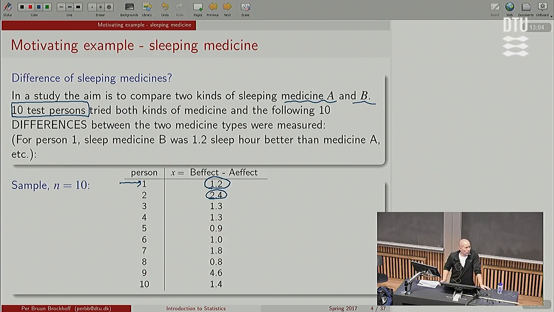What is your gut feeling about the conclusion, about what is actually to learn from these data about the sleeping medicines by just looking at those numbers? That's a good place to start always. Yes? It looks like the B is more effective is the answer, and I would be inclined to agree with you. Because for all 10 persons, it seems that they have a plus effect of the B.